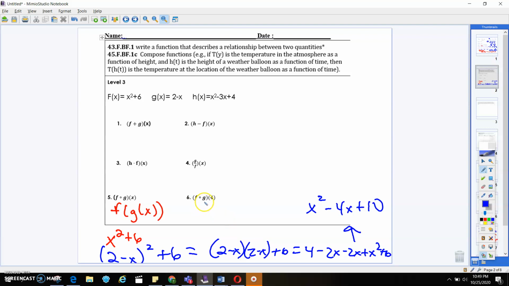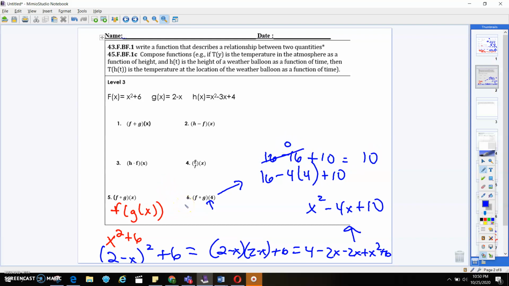And number 6, you actually have the exact same thing. The only difference is that there's a number right here. So this is going to give us 4 substituted in. And when we do that, this is for number 6, we're going to get 16 minus 4 times 4 plus 10. 16 minus 16 will be 0 plus 10 is going to give us 10.